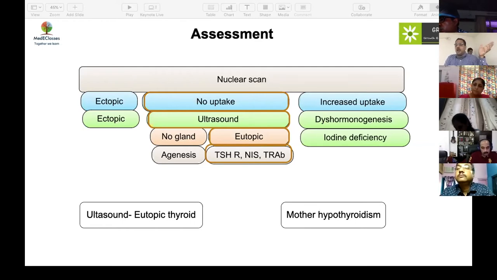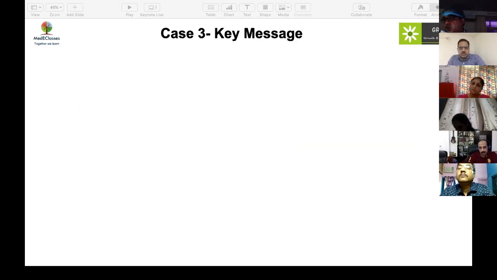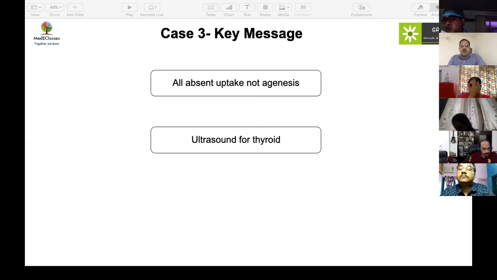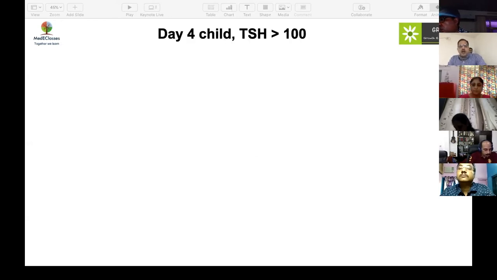We did not do a TRAb antibody. But given the overall picture of an absent gland and a thing which is resolving, it fits into the maternal TSH receptor blocking antibody which have gone off with time. I think that's what, and the key message that you gave, Dr. Vijay, I think very clearly you said that if the uptake is absent, it is not agenesis. Ultrasound is very, very important. This is something which is very, very crucial.